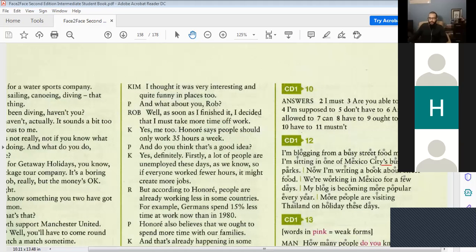Now I'm writing a book about street food. Sana. Okay. Now I am writing a book about street food. Hajar. Now I'm writing a book about street food. And Sumaya. Now I'm writing a book about street food. Okay.